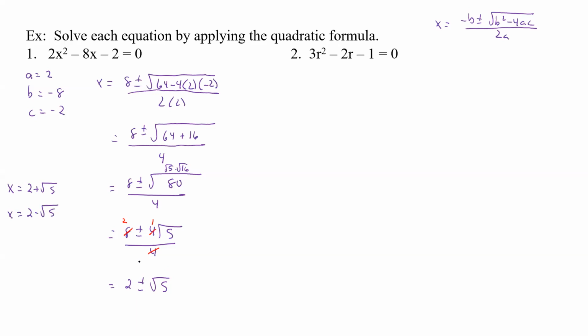So we could do that. Or when we have it in this form here, plus or minus, that kind of indicates you're going to have 2 plus the square root of 5 and 2 minus the square root of 5. So those are two items there.